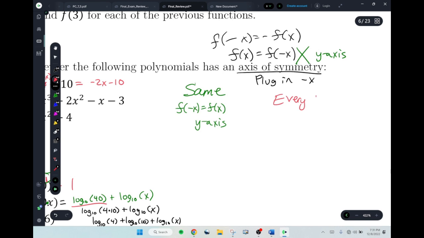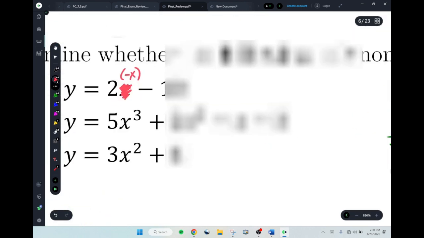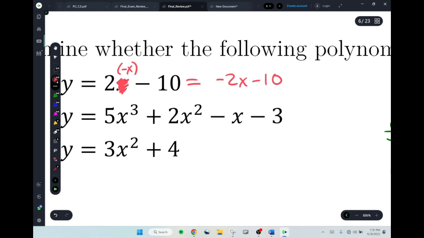Every term flips is the easiest way to look at it. Every single term flips sign. If every single term flips sign, then it's origin. And those are the only two possible things. So, did every single term flip signs? No, the 10 is still the same, right? So this one is neither. Or none. Let's do the other.